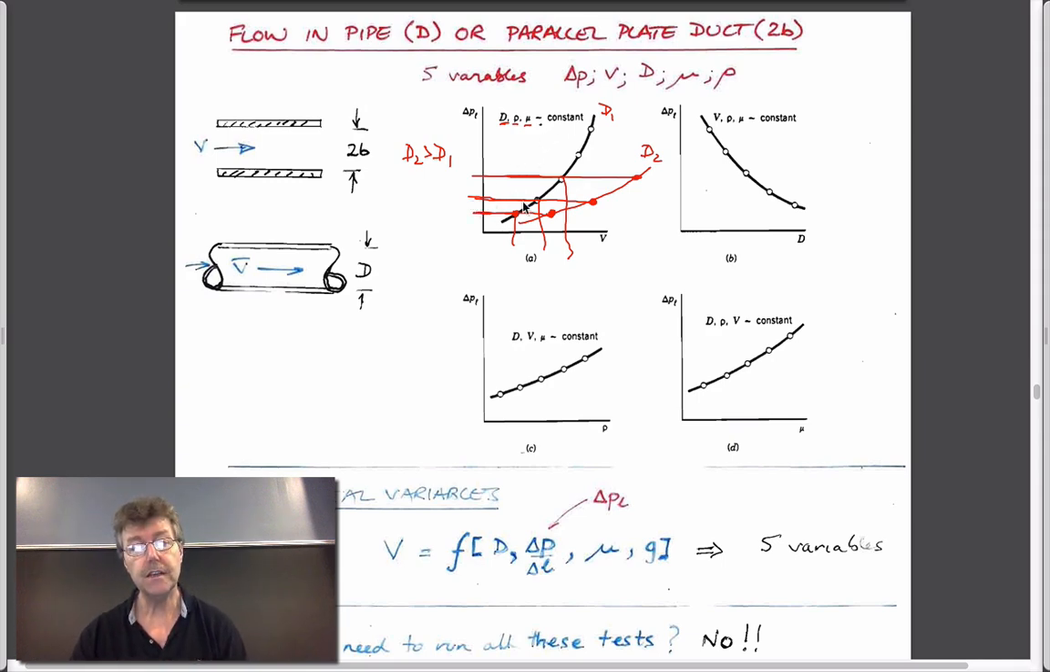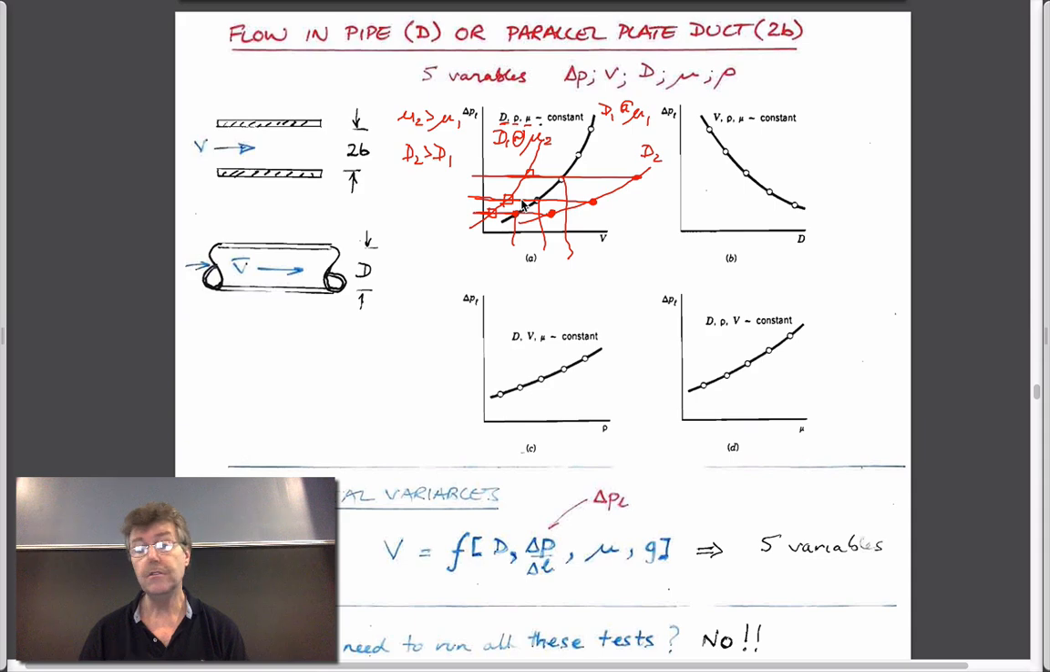So if you change the viscosity and you increase the viscosity, then for a given flow rate, perhaps for D1, you'd expect to get another curve. So this would be D1 at mu 2, and this is D1 at mu 1. And again, mu 2 would be greater than mu 1. And so you'd end up with a whole sea of these curves. You'd actually completely fill this figure for the infinite set of these curves that would do that.